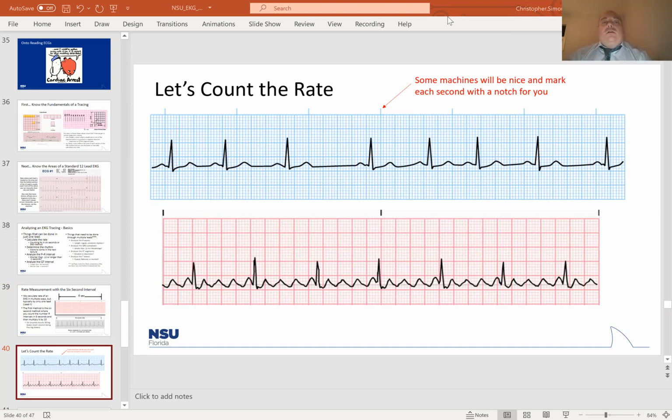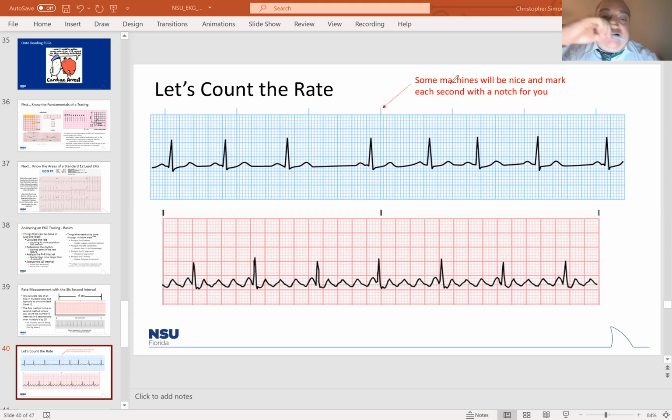Okay, so in this particular case, different machines do different things. So this one right down here, you have 3-second hash marks, right? And then this one up here, you got 1-second hash marks. So 1, 2, 3, 4, 5, 6, right? It's just different ways the machine presents things to you. So you just got to know what you're working with, all right?